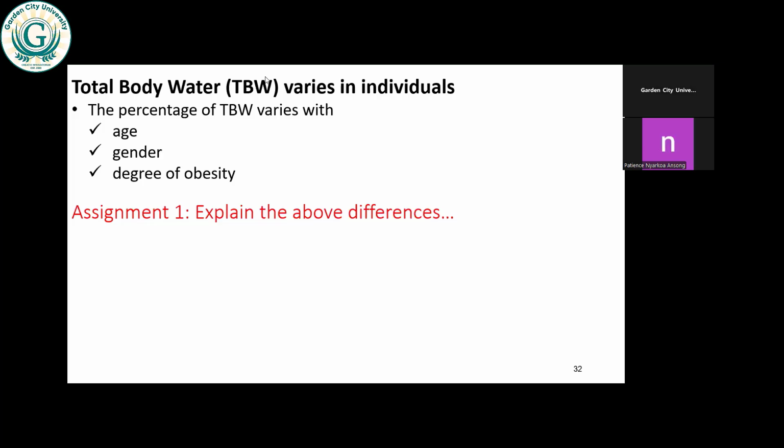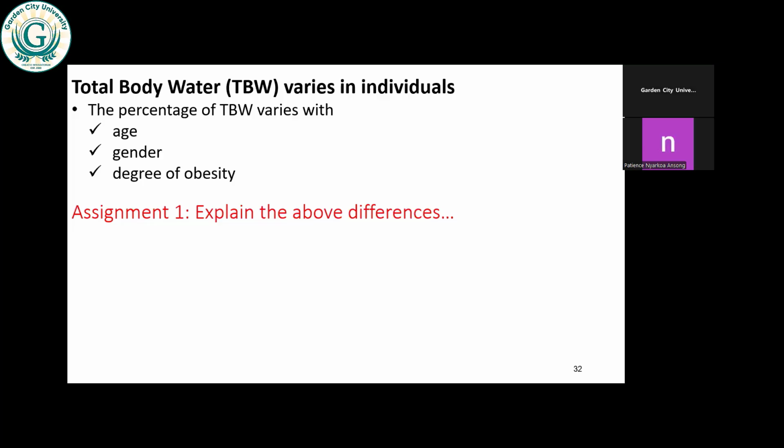Then we look at total body water. Total body water is very essential and it needs to be maintained by homeostasis. We talk more about volume of water, homeostasis of volume of water when we get to the urinary system. We want to look at the different percentages of total body water in individuals. We have some factors that influence differences in total body water. First one is age, second one gender, third one is the degree of obesity.